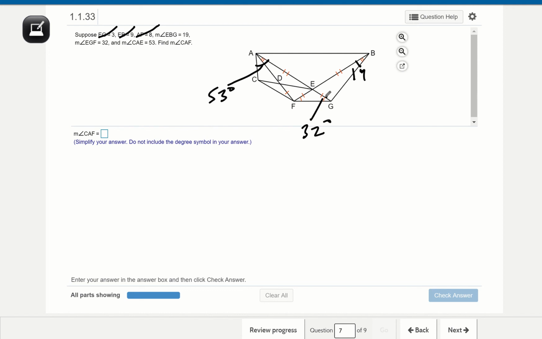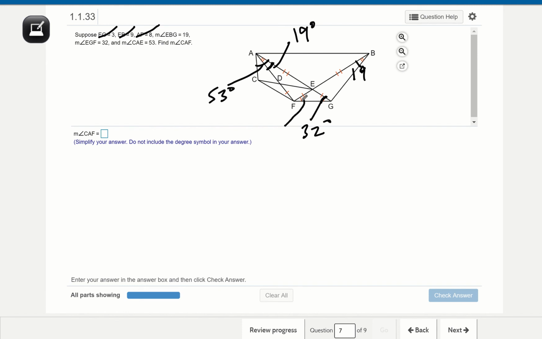And then, I'm just going to say that this angle right there is that. Okay, and I think we got everything. So now we know that anything with a double mark for the angle is worth 19 degrees. So that means this little angle right here, which has the double ticks, is 19 degrees. And then EGF, anything with a single mark is going to be worth 32.